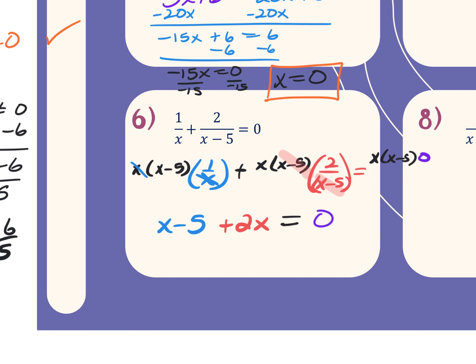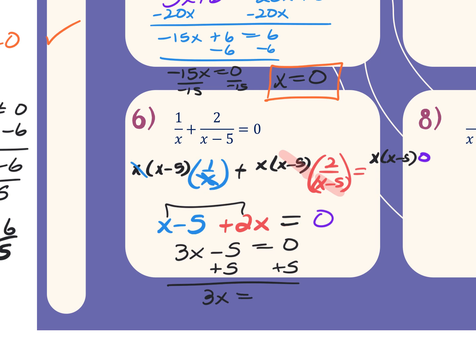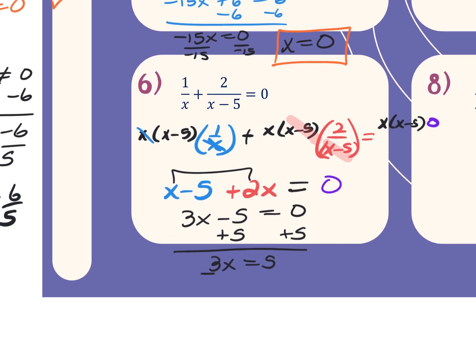And now I can begin my solving process. Combine your like terms. x plus 2x is 3x. We're not moving anything across the equal sign. We're just combining like terms first. Now I'm going to begin my opposite operations. So to move the 5, I add 5 to both sides. And then 3x equals 5. Divide by 3. And x equals 5/3.